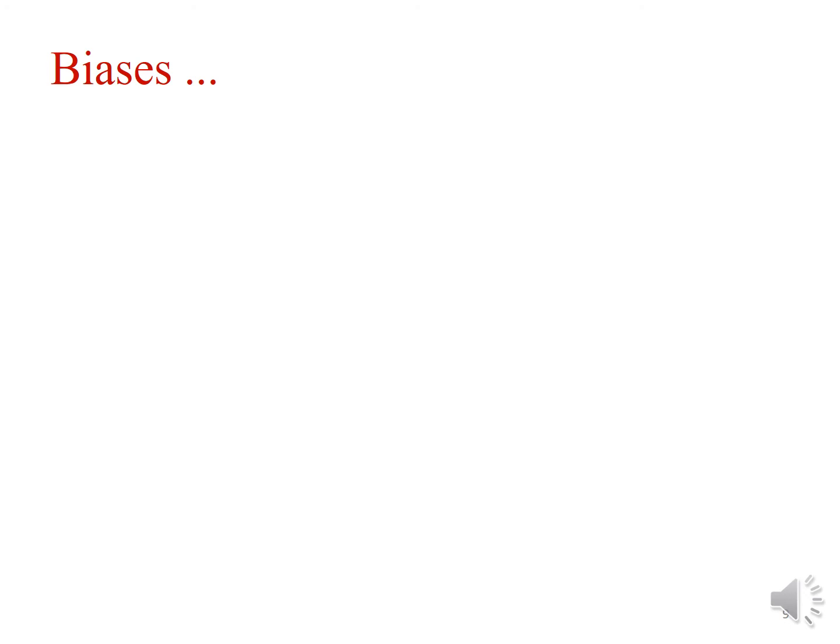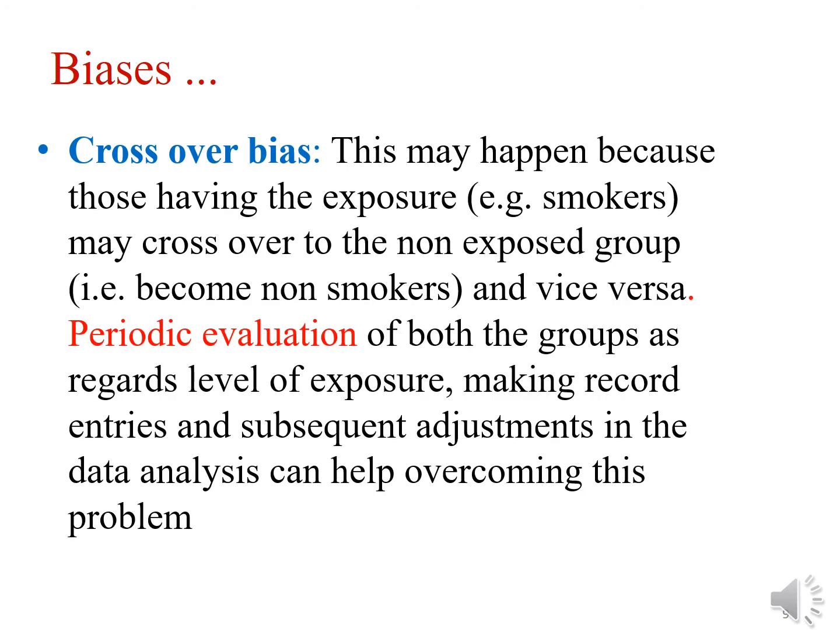Another type of bias is crossover bias. What is crossover bias? All of you are now familiar that cohort study starts with two groups. The group having exposure to the risk factor is called exposed group. The other group do not have exposure to the risk factor and is called the non-exposed group. Cohort study comprises of two groups, exposed and non-exposed.